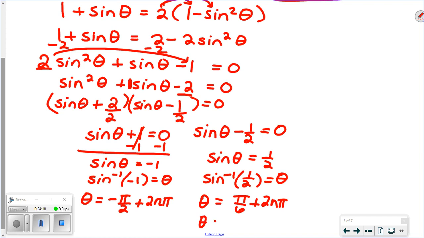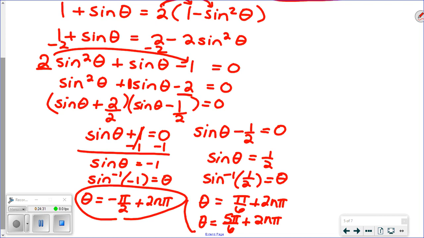And also at 5 pi over 6, which again comes from pi minus pi over 6, which becomes 5 pi over 6. All right, so these are all the solutions to this equation.